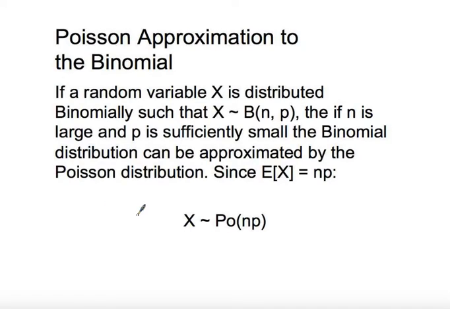So, if a random variable X is distributed binomially, such that X is distributed binomially with n trials and probability of p, then if n is large and p is sufficiently small, the binomial distribution can be approximated by the Poisson distribution. Now, since we know the mean of a binomial distribution is np, the approximation would be X approximately distributed Poisson with mean np.